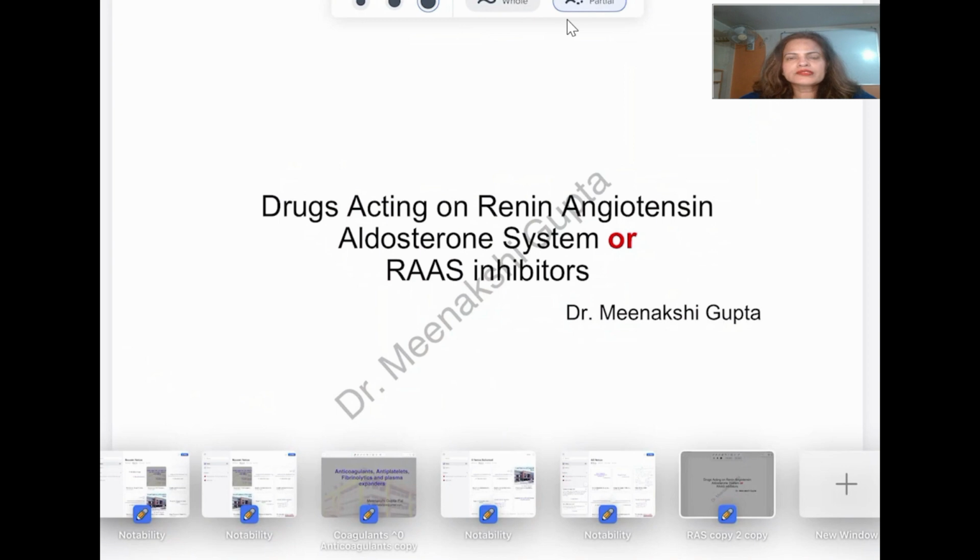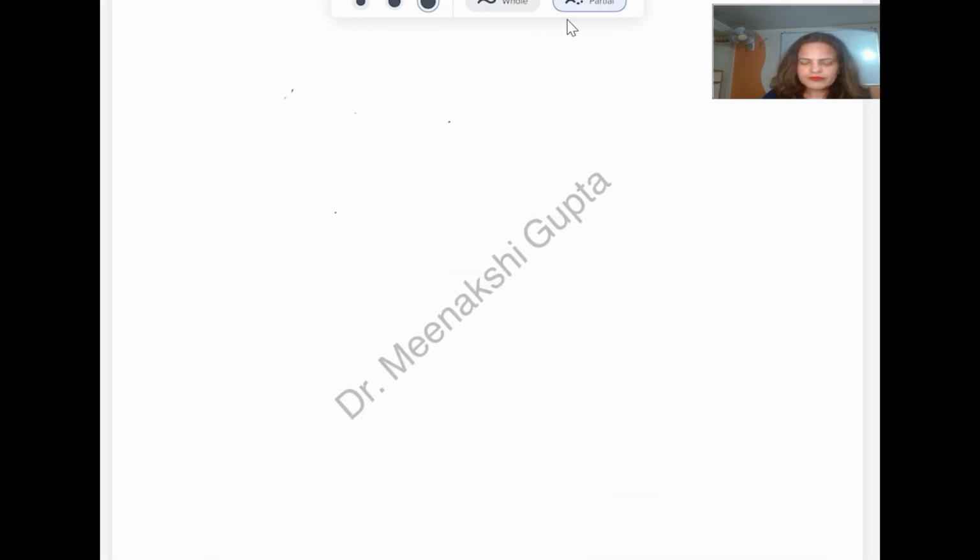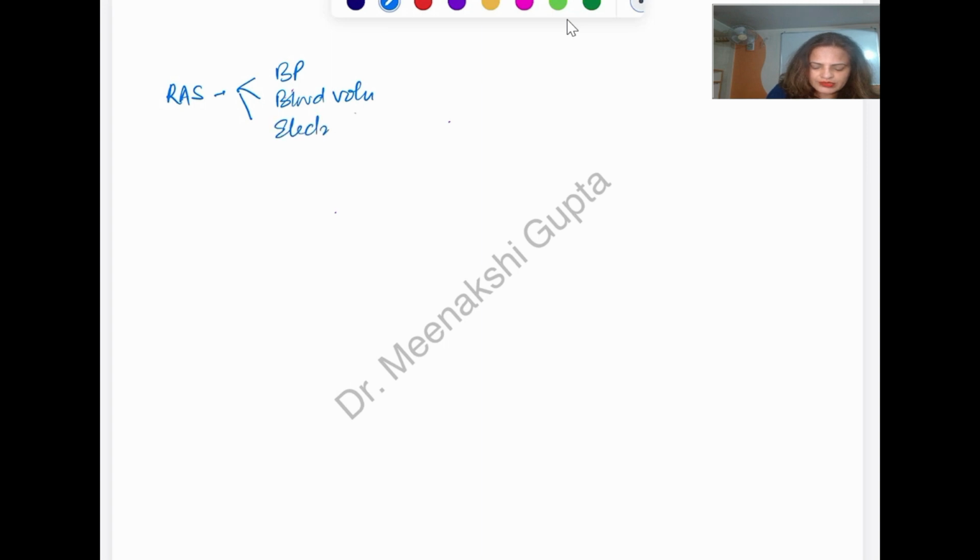Today I am going to take another topic of pharmacology, that is drugs acting on the renin-angiotensin system, or inhibitors of RAAS. Now, the important question is why we want to inhibit this RAAS system. Because we all know RAAS is a system which helps in the regulation of blood pressure, blood volume and electrolyte balance. Then why do we want to inhibit this system?